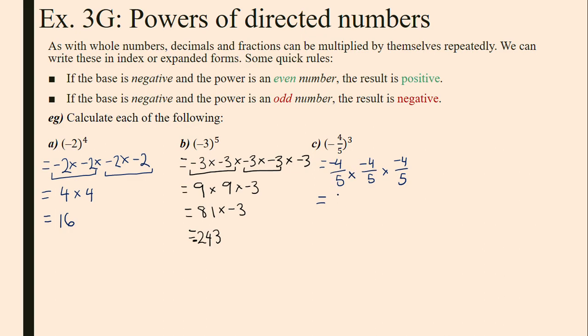Negative 4 times negative 4 gives us positive 16. And 5 times 5, note that the denominators are both positive as well, gives us 25. Leaving that third negative 4 fifths on the end. We do our last step, so 16 times negative 4, we get negative 64. So note that one's positive, one's negative, we get a negative answer. And 25 times 5 is 125. So again, looking back at the question, we've got a negative 4 fifths as our base number, and we've got an odd power. So we do in fact get a negative result.